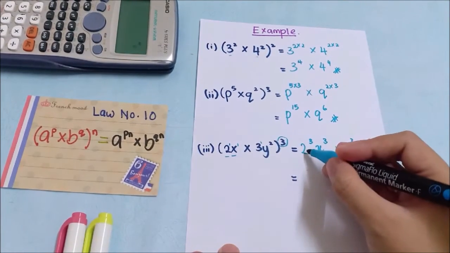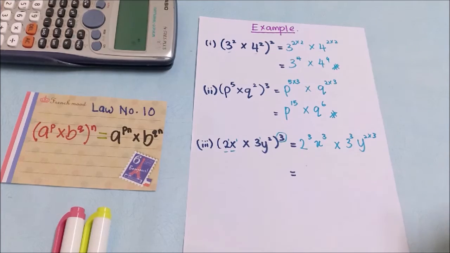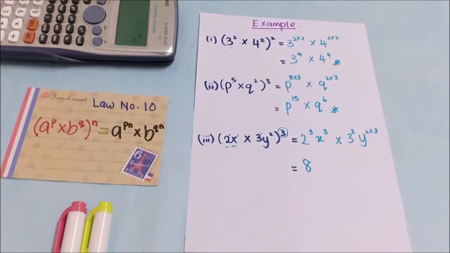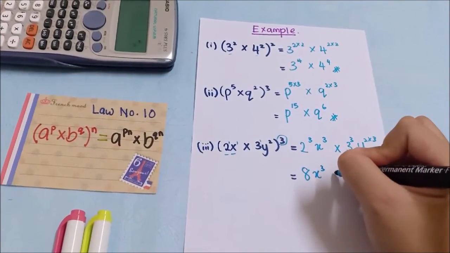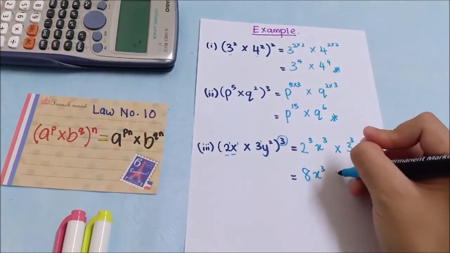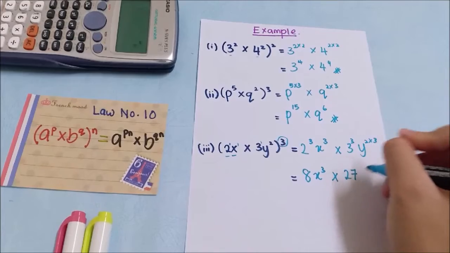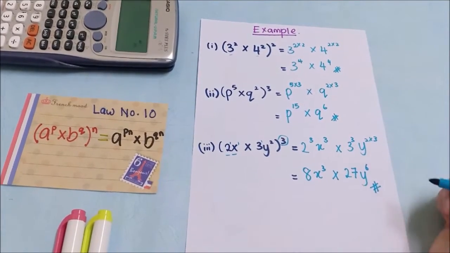So the final answer is 2 to the power of 3, which will give you 8. And then we continue, x cubed times 3 to the power of 3 will give you 27, and then y to the power of 6. So this will be your final answer.